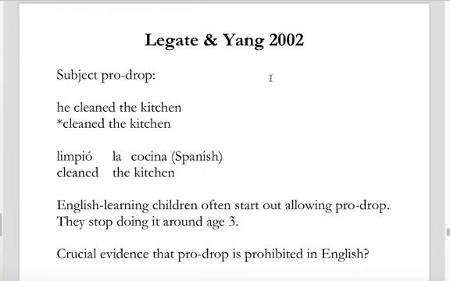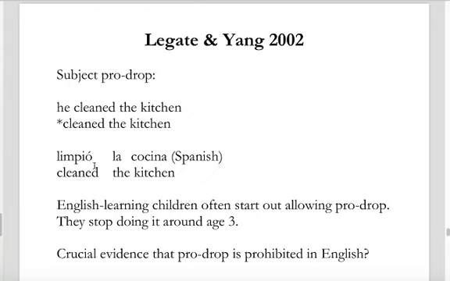Think about this for a minute and see if you can come up with an answer. We're going to need something that shows unambiguously that English sentences are required to have subjects, even when the referent is sort of known from the context. What kind of evidence would be ambiguous there? Because remember, this sequence with the overt pronoun is also allowed in Spanish. This doesn't distinguish between the two languages. We need evidence that you can't ever drop a subject pronoun in English under any circumstances.